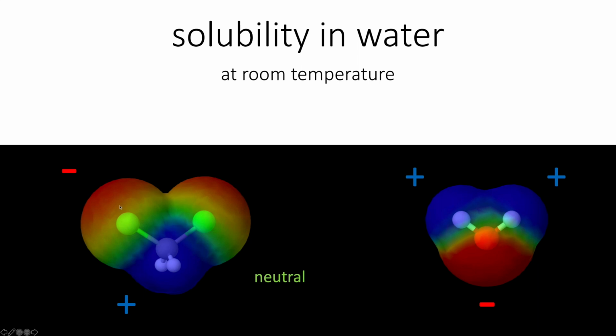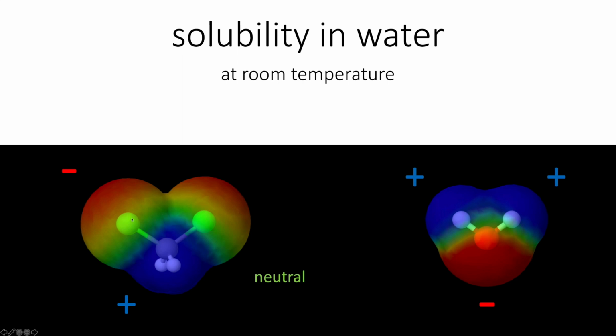As you can see here, there are some negative and some positive charges on dichloromethane. So the slightly positive hydrogens of water will want to stick to the slightly negative chlorines of dichloromethane. And the slightly negative oxygens of water will want to stick to the slightly positive carbons of dichloromethane. So they will mix a little bit.